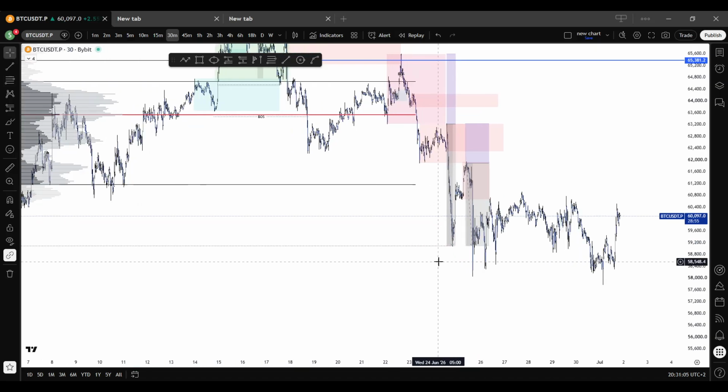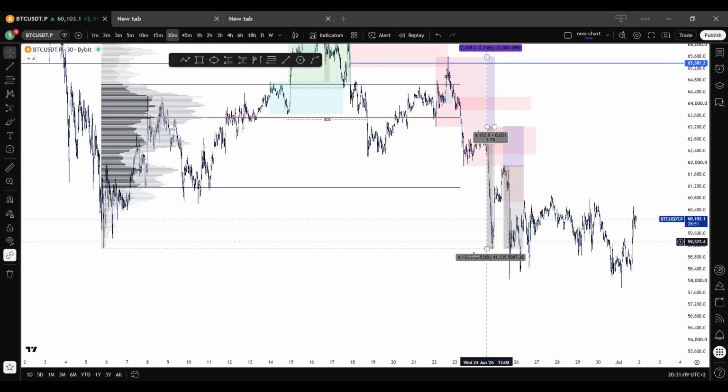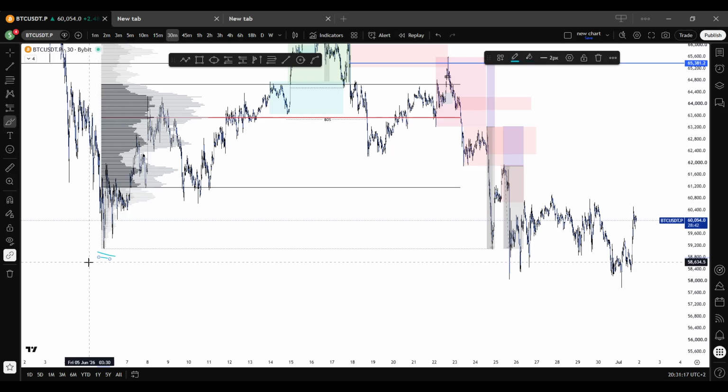we barely SFP this low. The wick was so tiny, and most of the time when the wick is so tiny, there's like a 99% chance that the wick gets taken out because there are a lot of orders resting below this low, and that's exactly what happened. That's why I was looking for this trade.